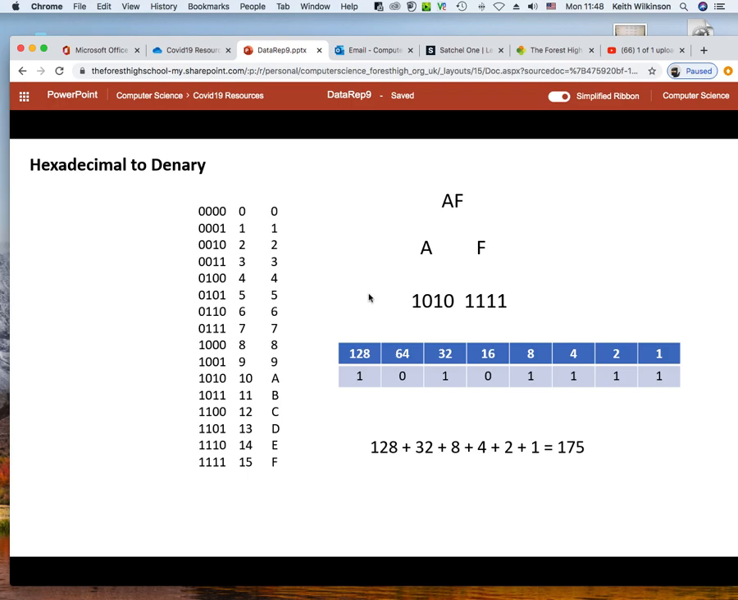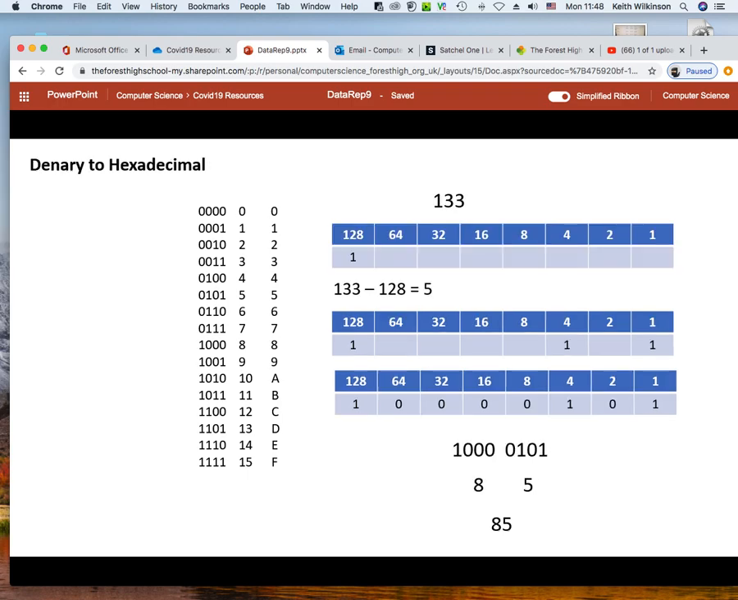And we can do it the other way around as well. So we can take a denary number and turn that into hexadecimal. So here I've got the denary number 133. So again, we write out the table 1, 2, 4, doubling all the way up to 128. And then we do that subtraction. So 133 is greater than 128. So we put a 1 in the 128 column and we take the 128 away. 133 minus 128 is 5.